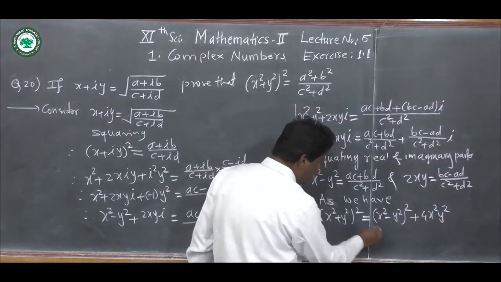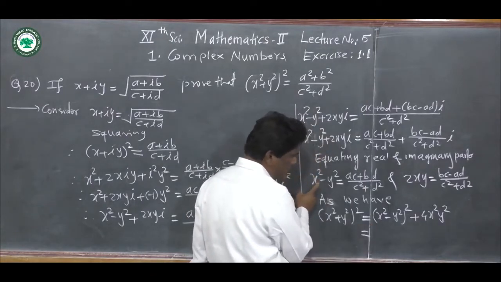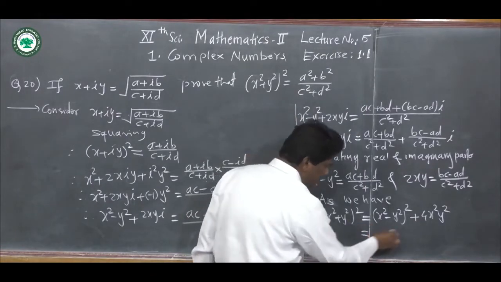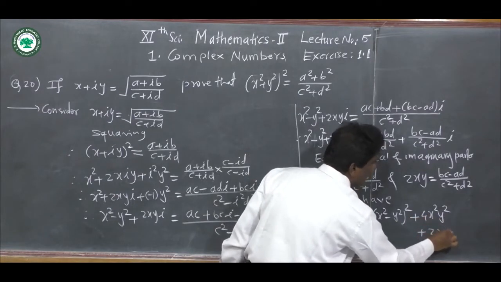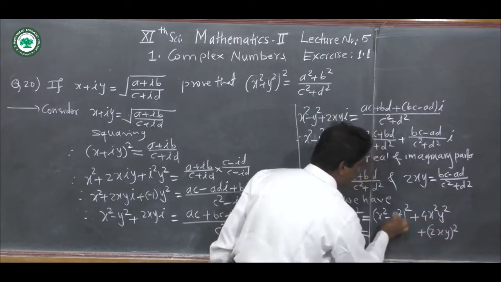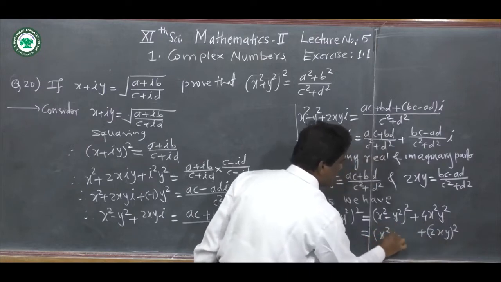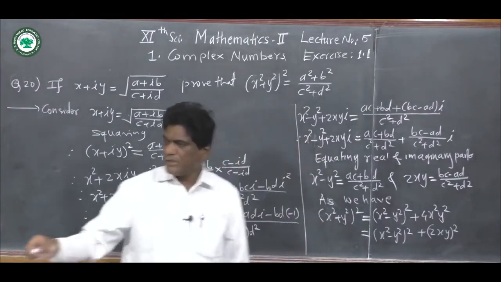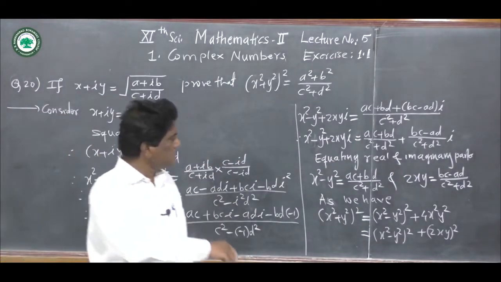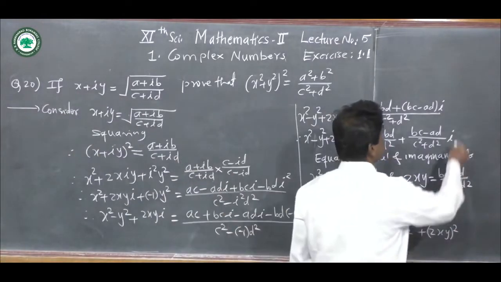So we write here, we know the value of x square minus y square. Before that we write this plus 4x square y square as (2xy) bracket square, and this part (x square minus y square) bracket square as it is. Get it? Now here next we consider this part.